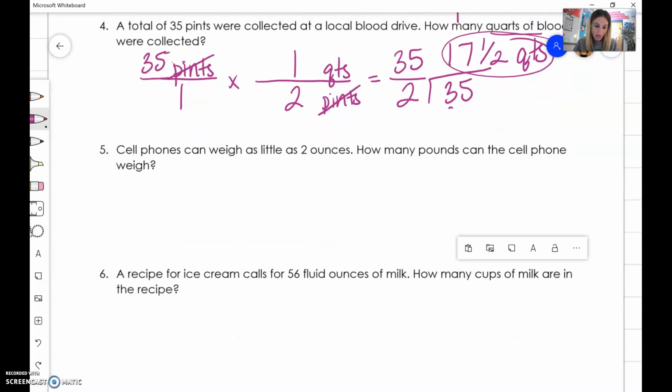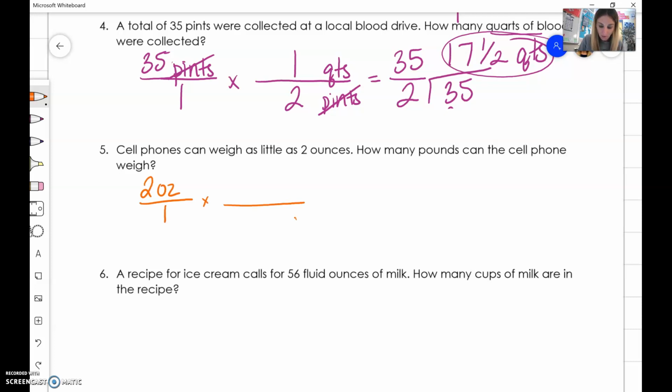Last two. Cell phones can weigh as little as 2 ounces. How many pounds can the cell phone weigh? So if we're talking from ounces to pounds, we're going to write 2 ounces over 1 times, remember, I'm going to ounces to pounds, and I know that there is, let's see, 16 ounces in 1 pound. I'm going to cross cancel my ounces.